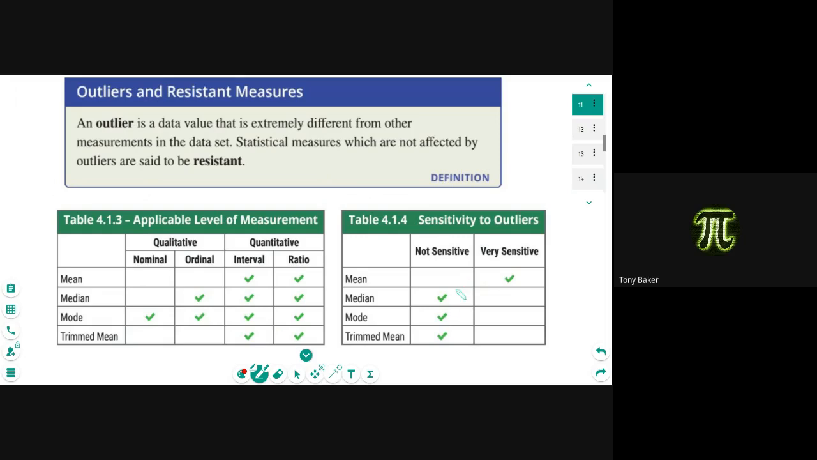Outliers, the only one that is impacted by an outlier is mean or average. So that's the only one where the outliers can affect. That's where that trimmed mean comes into play. If we trim off those ends, we can eliminate some of the outliers and it's not as effective. We're going to look at outliers a lot more on Wednesday's class.